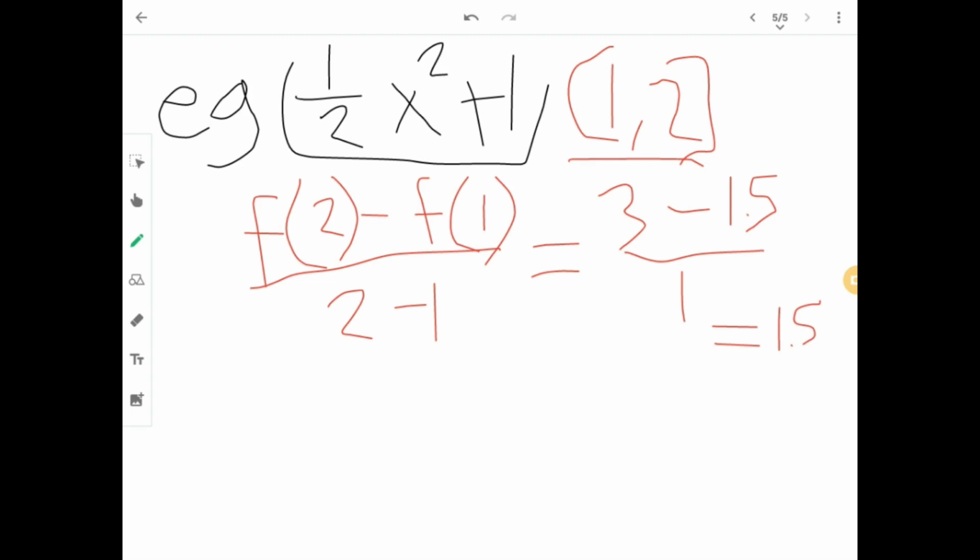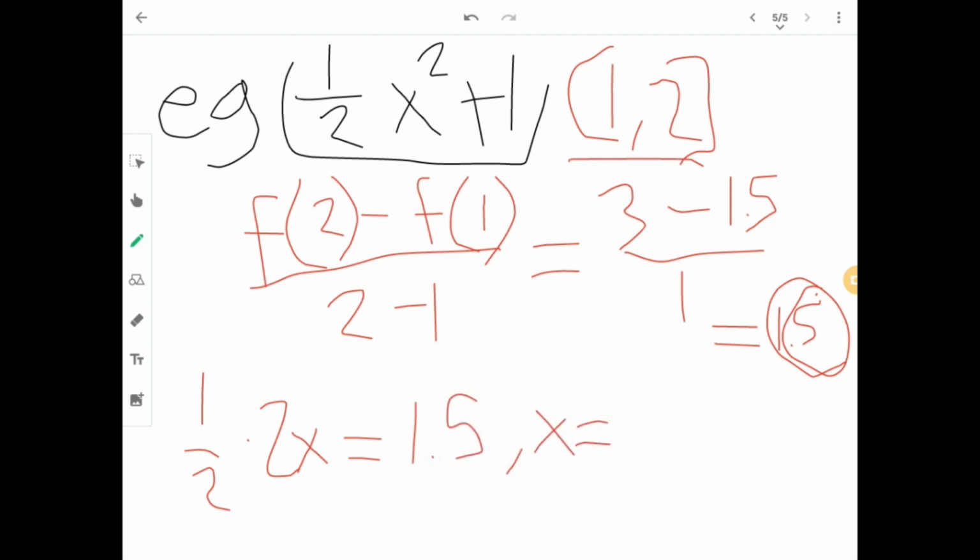And then you find the value, so you do the derivative, so half times 2x equals 1.5, and x equals 1.5. So the point where the tangent has a slope of this secant over here is where x equals 1.5. So you just substitute it in the function to get the y value, and you get the point.